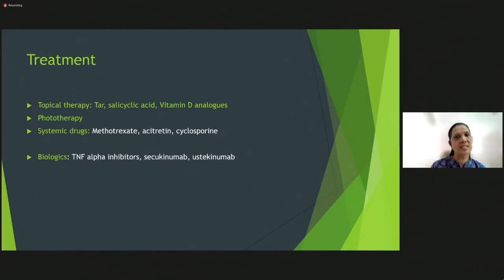Commonly, steroid salicylic combinations are used in combination with tar or vitamin D3 analogs. So there are 3 combinations. You have tar with salicylic acid at one time and steroid at one time. Another option is steroid salicylic acid at one time and vitamin D3 analogs like calcipotriol at another time. So this can be given in primary care for localized areas of psoriasis.